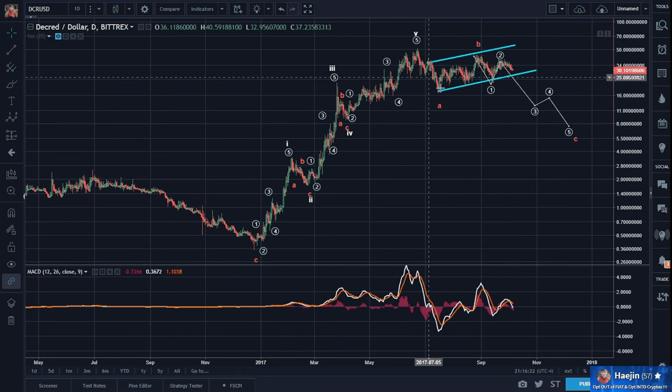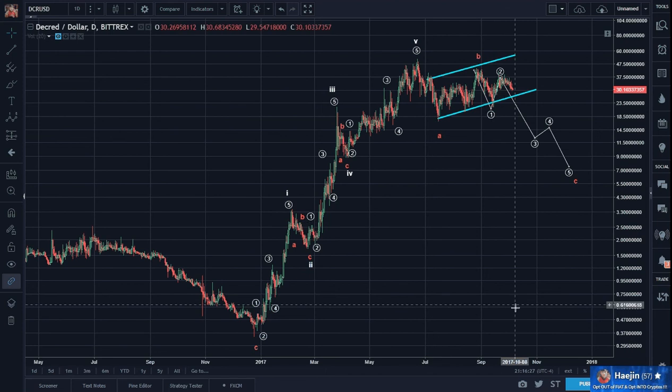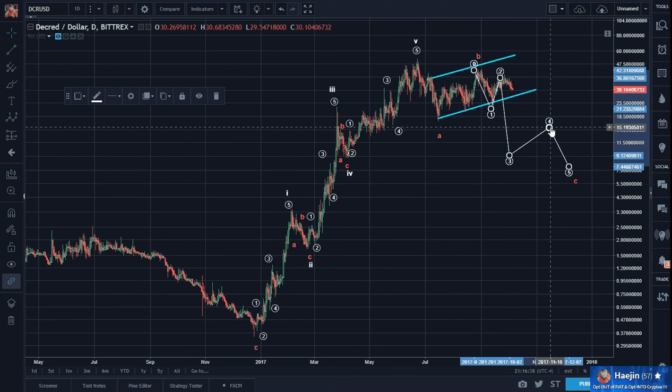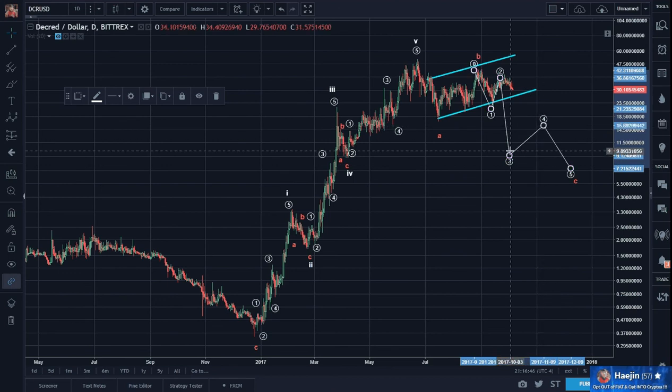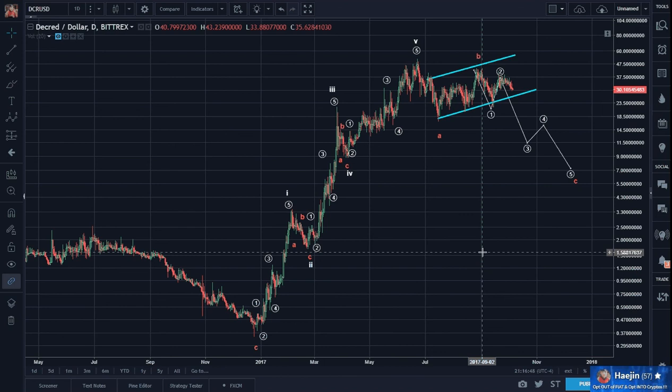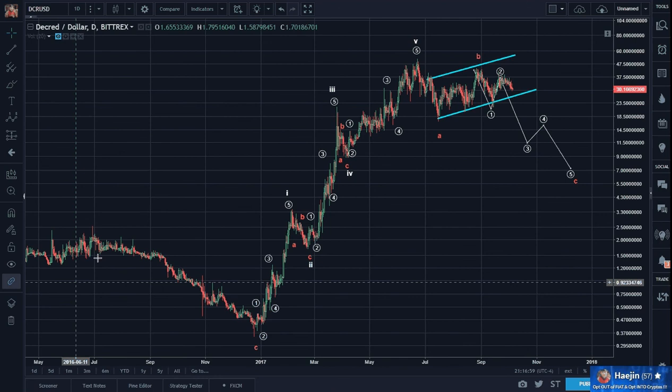So my primary count is ABC down to maybe 7-ish, 10-ish. Time-wise, maybe take until the end of the year, I believe. Unless it's very swift. If it's very swift, then you can be looking at something like that. But I don't think so. Sometimes when wave B is very extended, it could just plunge through like a knife. Okay, so that's my analysis on DECRED.